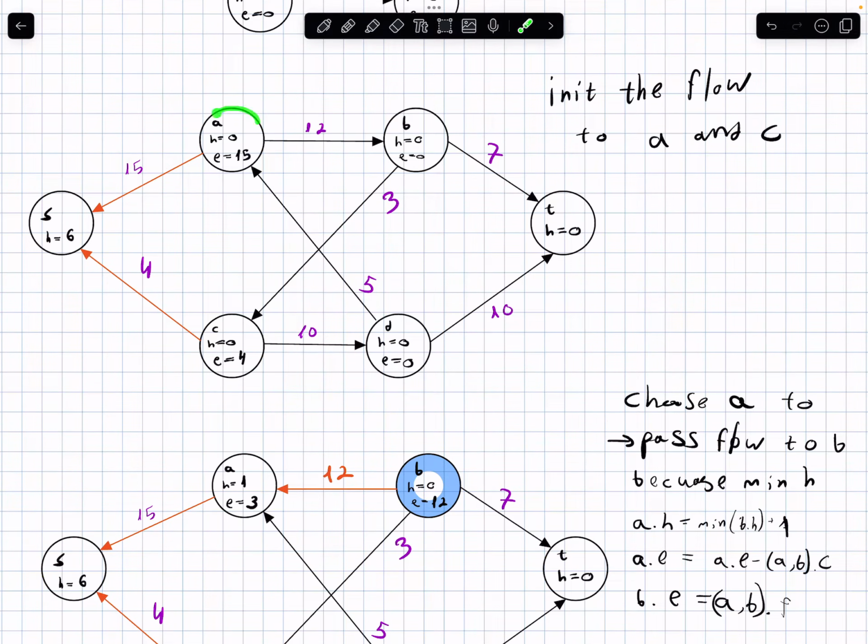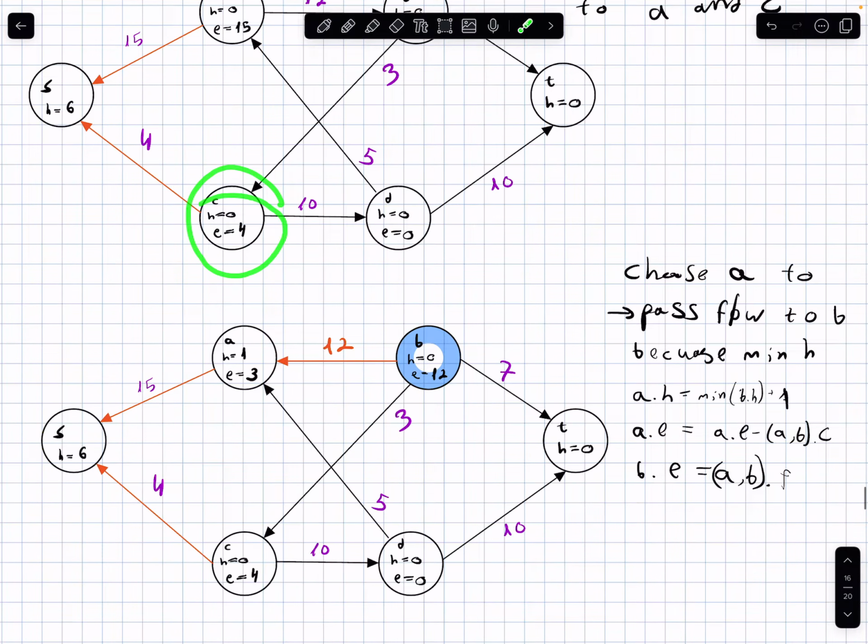Now we have to choose which one of them we start with. Usually it doesn't really matter, but you choose the one with the lowest height because they have the same height. It doesn't matter, but if they are different heights, you have to choose the lowest one. So anyway, we choose this one. It's totally arbitrary, but you can do the same to C.